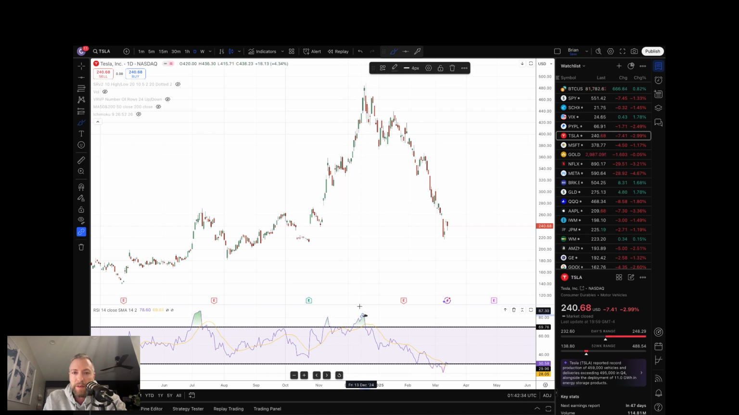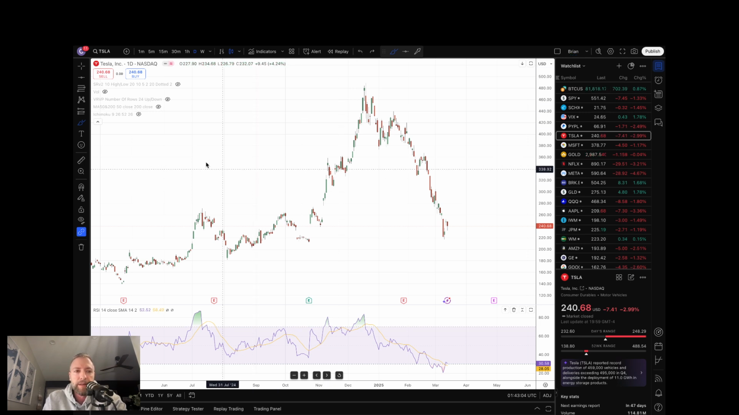You can see right here, there's a pullback. Up here, it's at 85. There's a pullback. Down here is 20, so that's technically considered oversold, so it could potentially be due for a rebound. It doesn't happen all the time, so it's just something to keep in the back of your mind when looking at charts, whether stocks are oversold or overbought.